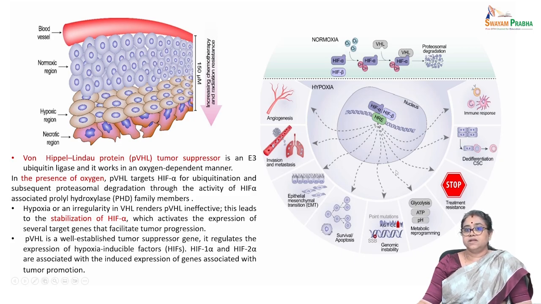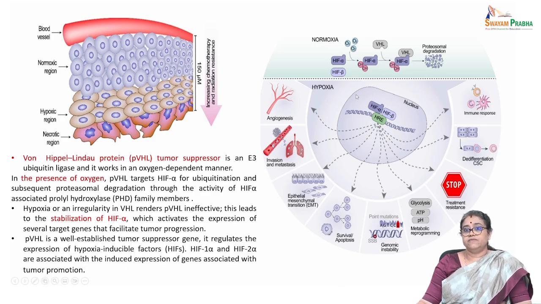Now, what happens in the hypoxic situation? Because the oxygen concentration is low, or in a situation when the VHL protein, the tumor suppressor, is faulty or mutated, then in the hypoxic situation this HIF-1-alpha gets stabilized.